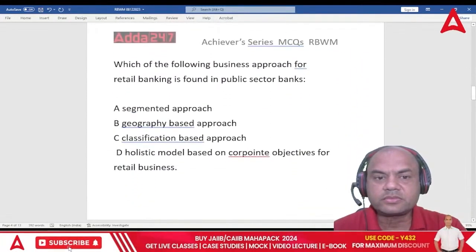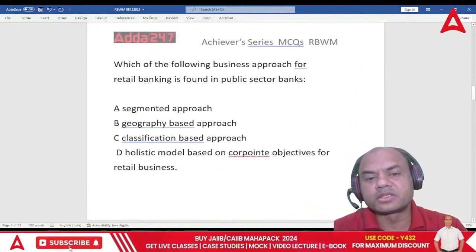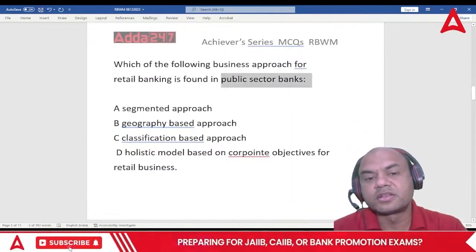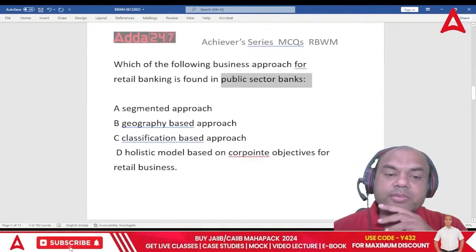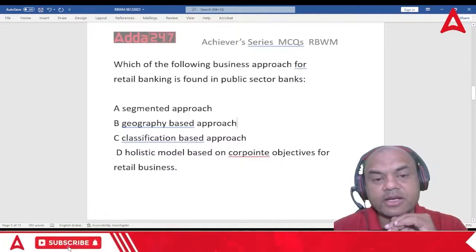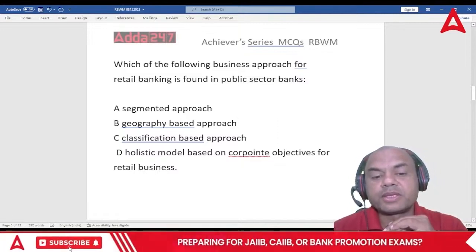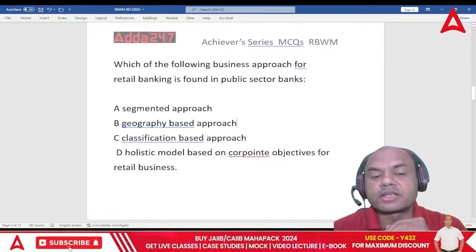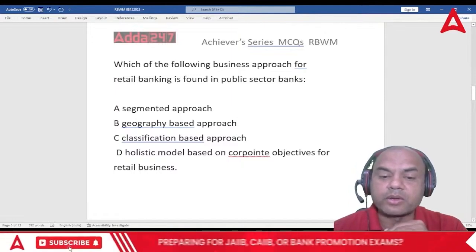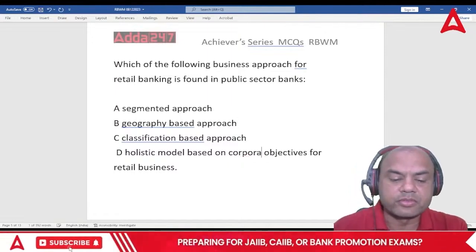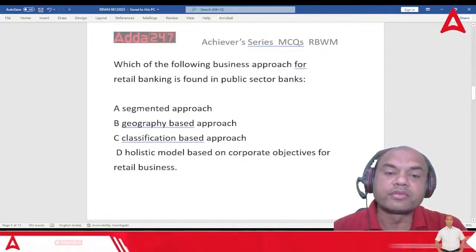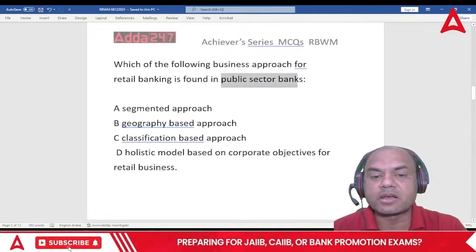Next one. Which of the following business models, business approach for retail banking is found in public sector banks? Now, you will get confused over here. Okay. Now, look at this. Segmented approach. Geography-based approach. Classification based approach and holistic model based on the corporate objectives of the retail business. Okay. So which approach is used by public sector banks?